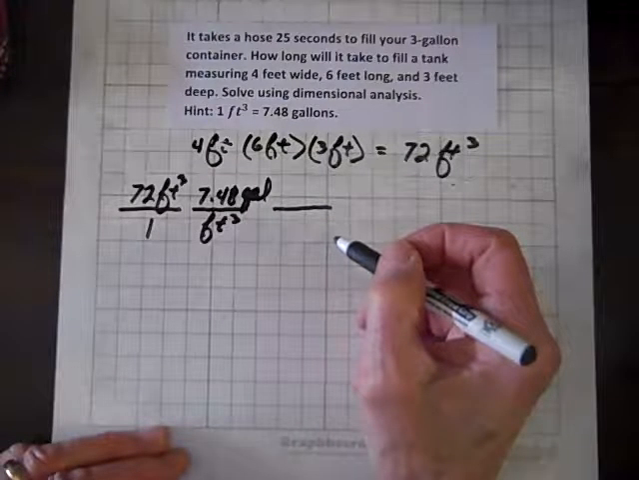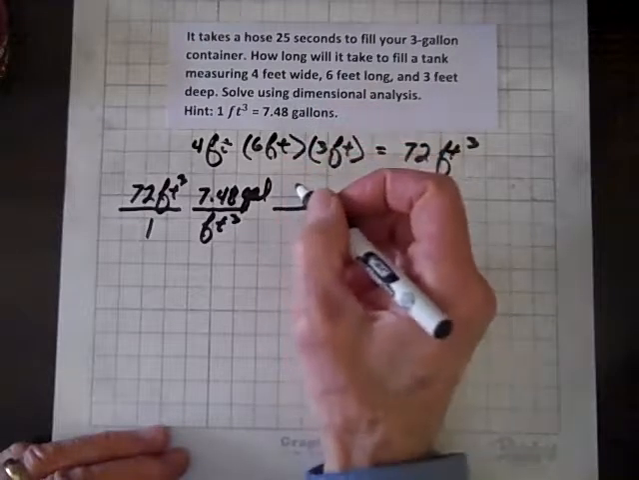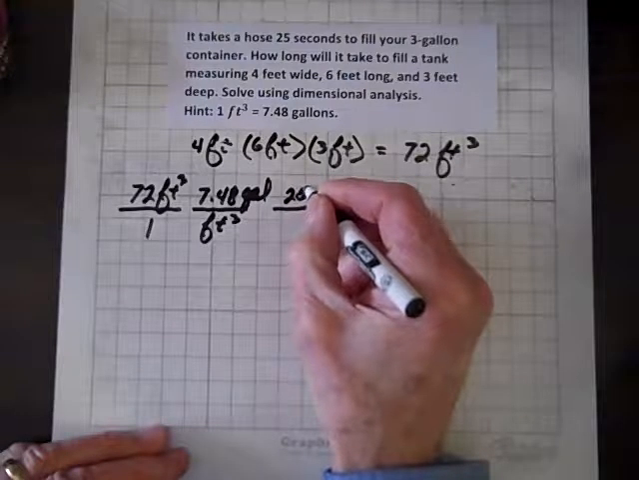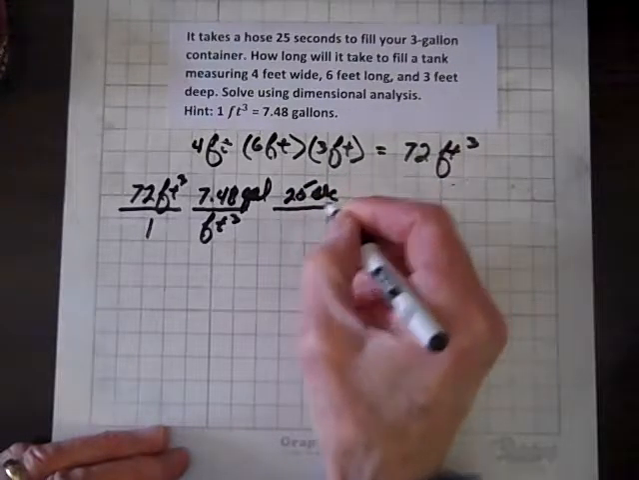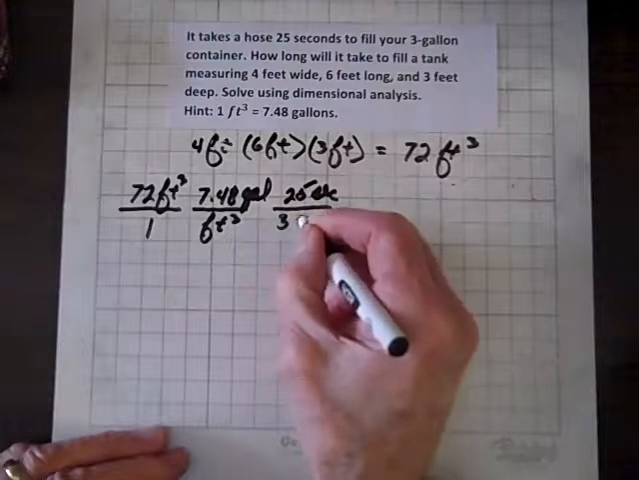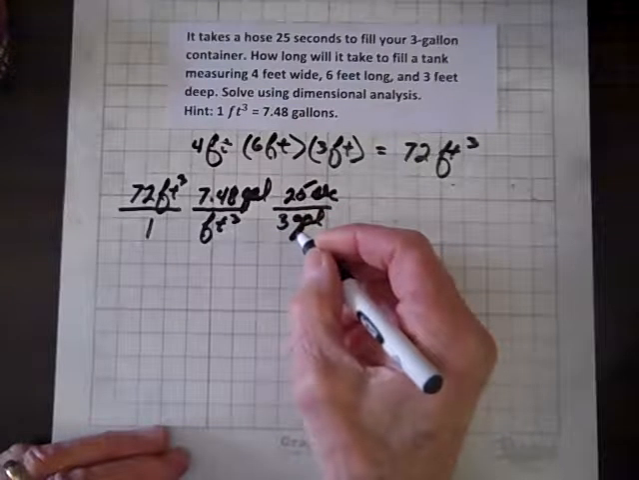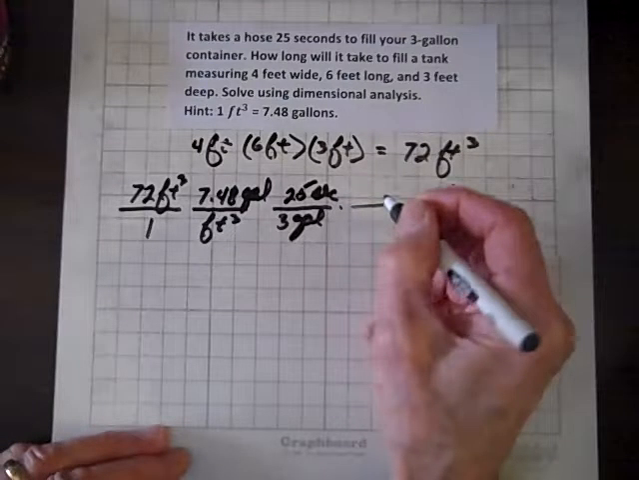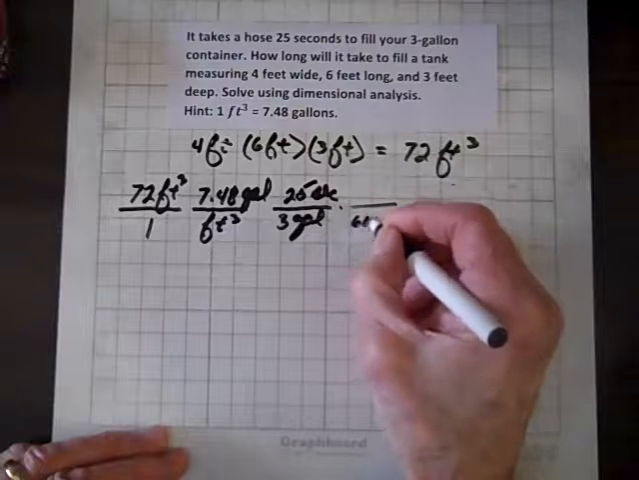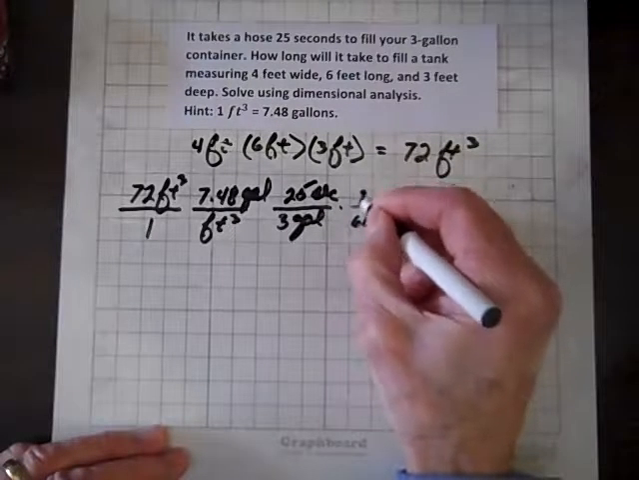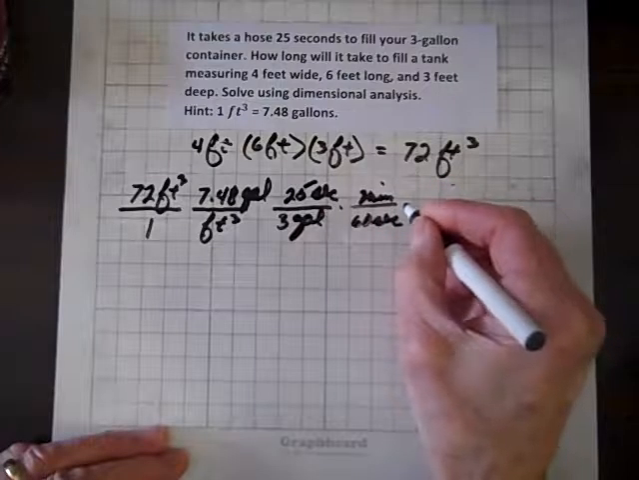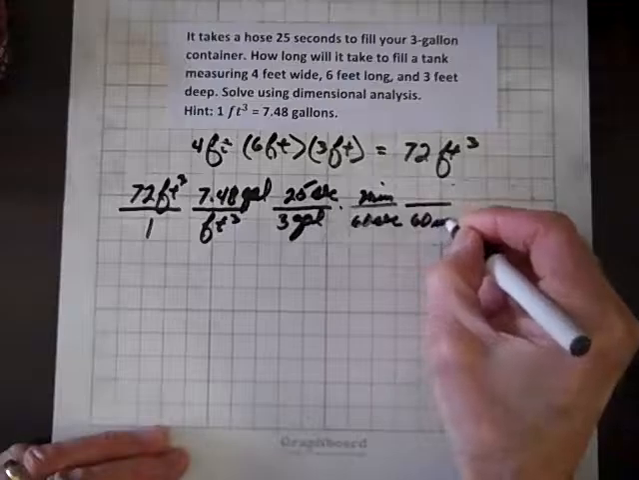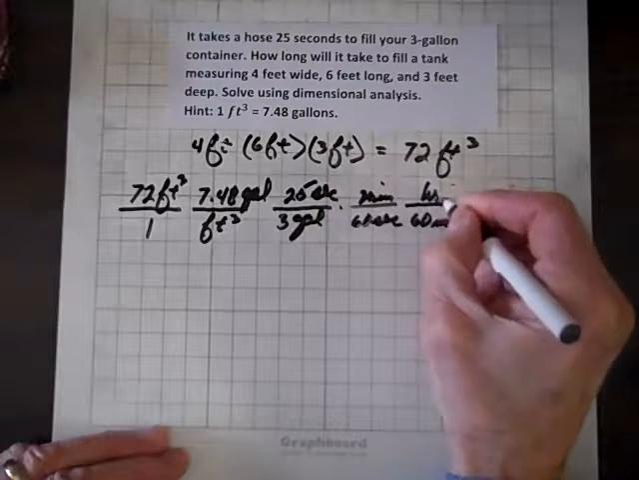And now we'll multiply by 25 seconds per 3 gallons. Now the gallons will divide out. The cubic feet will divide out. Let's convert seconds to minutes. So there's 60 seconds per minute. And let's convert minutes to hours. So there's 60 minutes per hour.